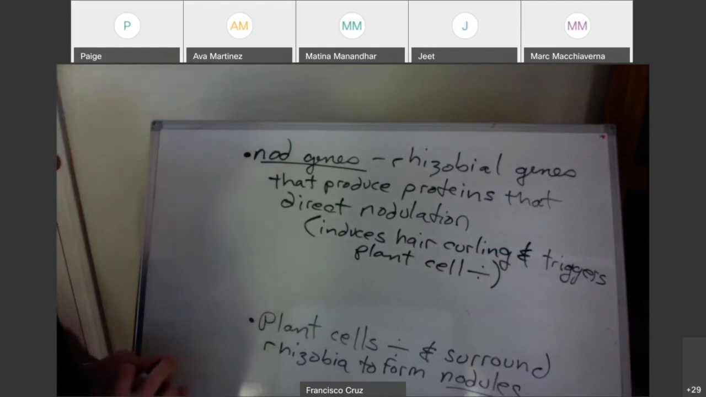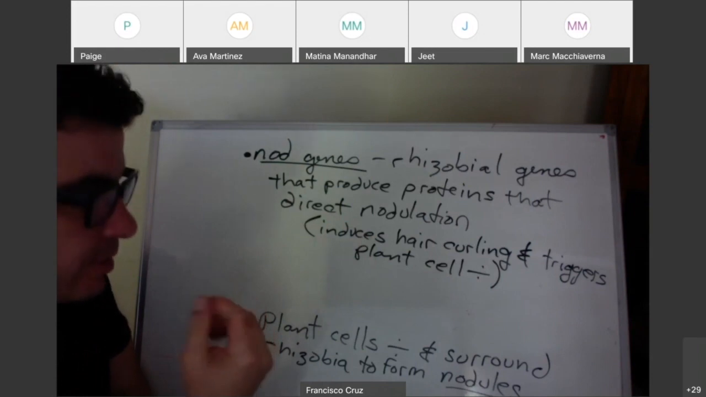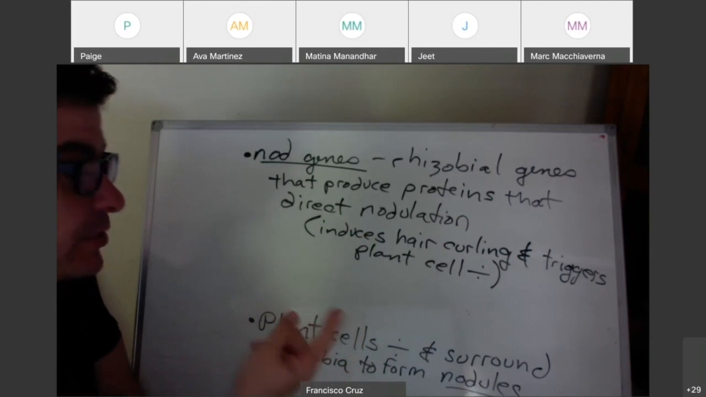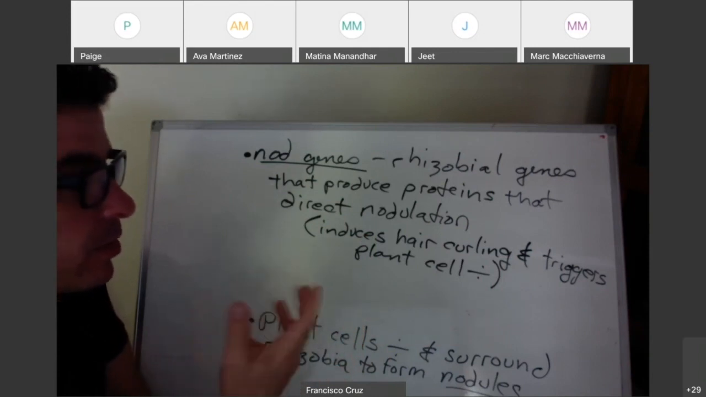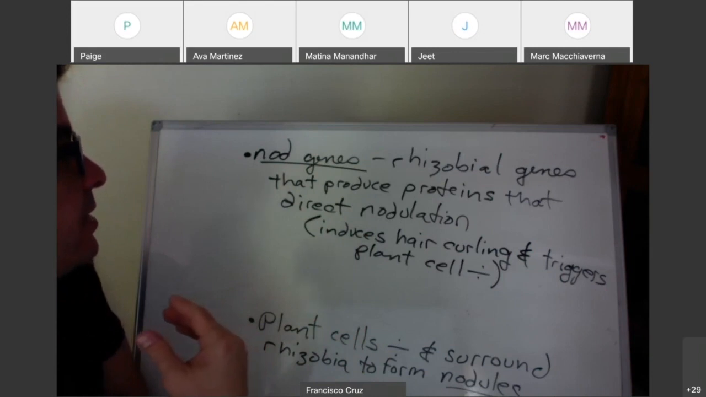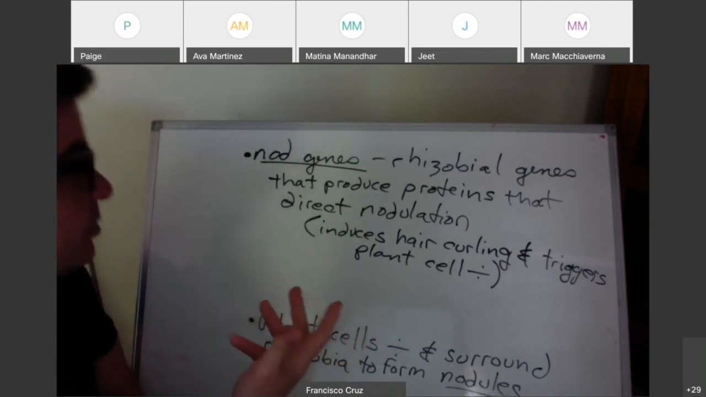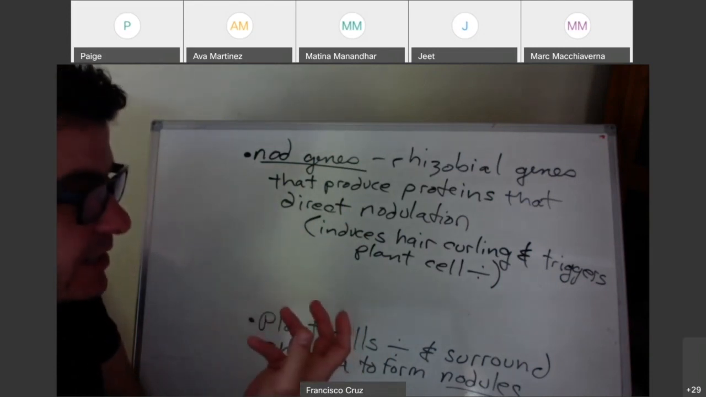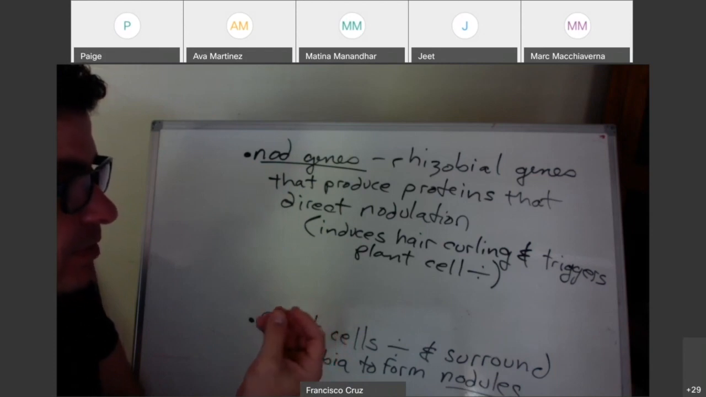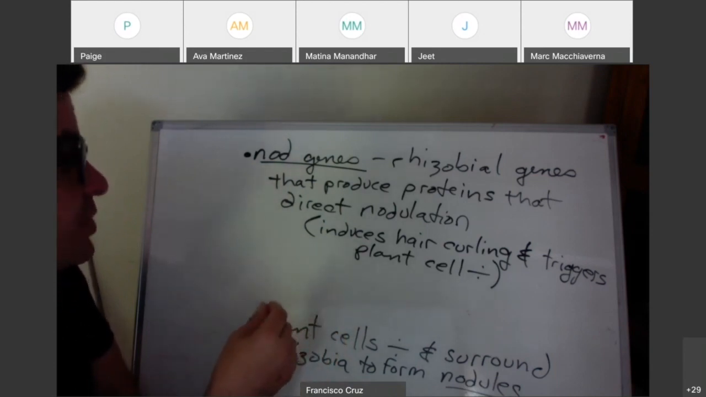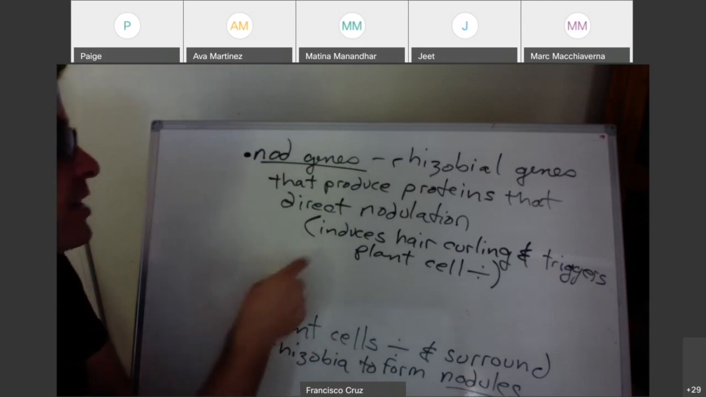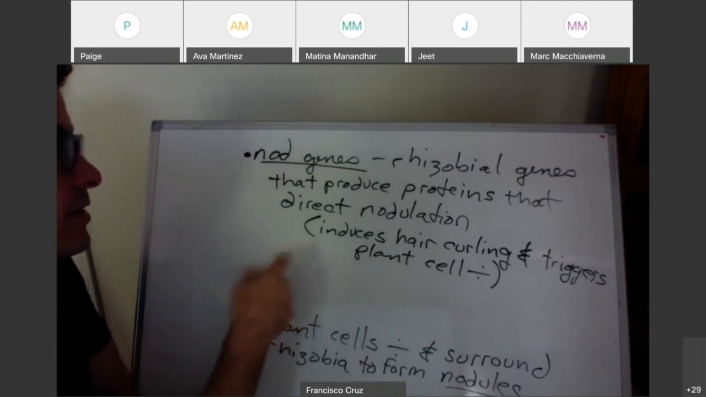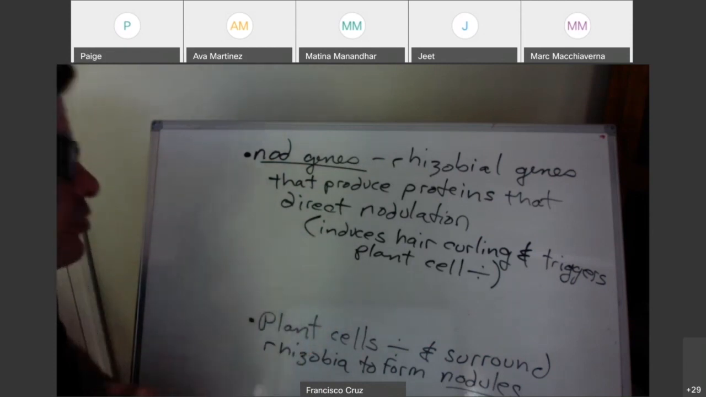So yes, the plant emits organic compounds that are nutritious for rhizobial species. The rhizobial species will start to grow, divide, prosper, and then these rhizobial species will produce the products of nod genes, these proteins. And when the plant encounters a high concentration of the products of these nod genes, it's going to then change. These things act like a hormone inside the plant cell, and they induce hair curling and trigger plant cell division.